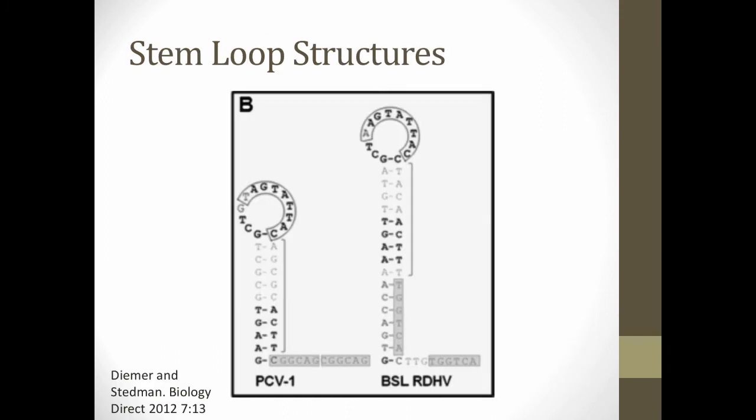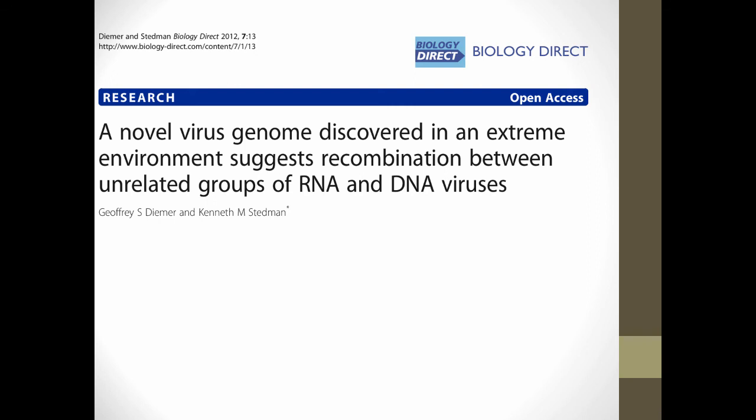So you can see similarities in structure and sequence between the stem loop from porcine circovirus and from Boiling Springs Lake RDHV. So Dr. Stedman and Jeff, I guess I should say Dr. Deemer, published this paper in 2012. And again, as Dr. Stedman says, they sent it to different places, and some of the places sent back the paper and said either no, we don't believe this, or rejected it. So they sent it eventually to Biology Direct, and they won a bunch of awards through Biology Direct, Paper of the Year, and so on.